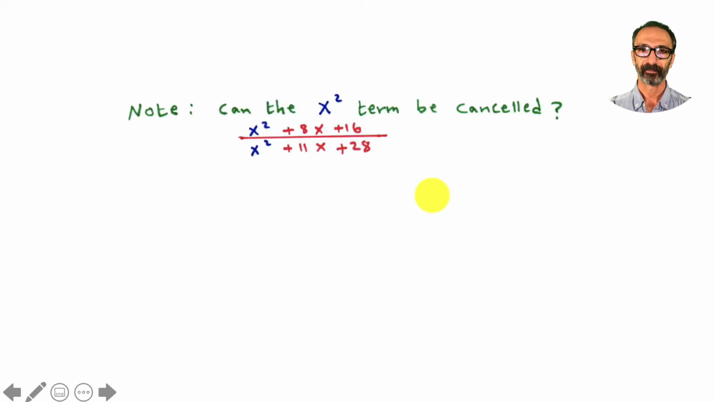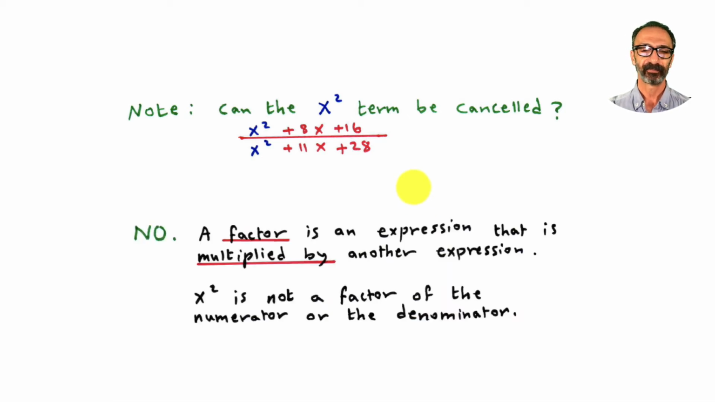Question. Can the x squared term be cancelled? Sometimes students do. The answer is no. A factor is an expression that is multiplied by another expression. Alright? You have to be careful.